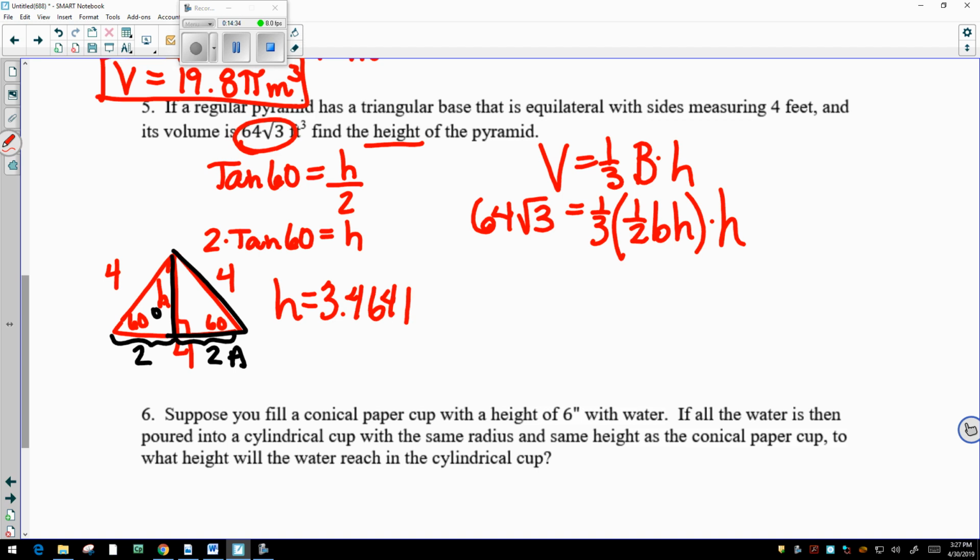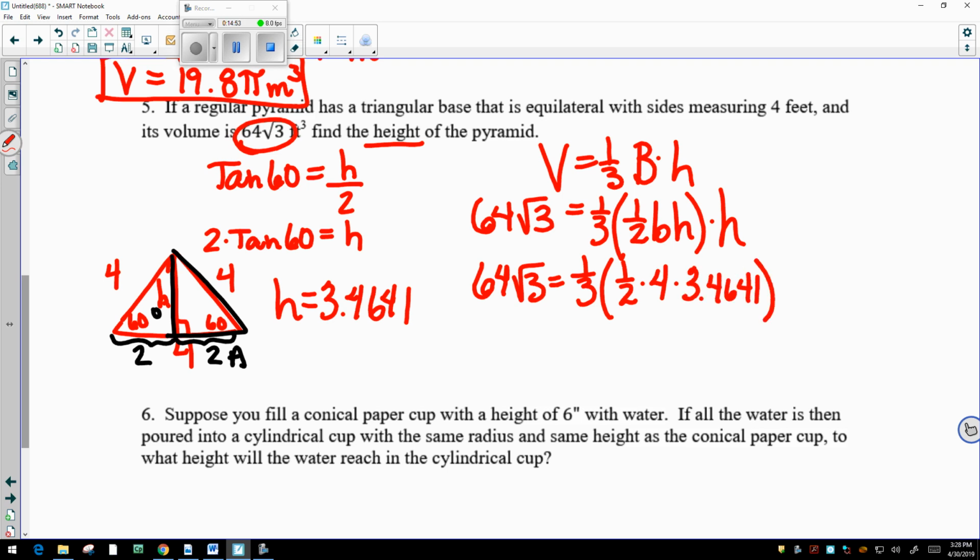Okay. So what that's finding is our height. Now we can plug this into our formula over here. 64 square roots of 3 equals 1/3 times 1/2 times our base of 4. Remember, you want that whole base. Times the height that we just found, 3.4641. And the height that we are actually trying to find.